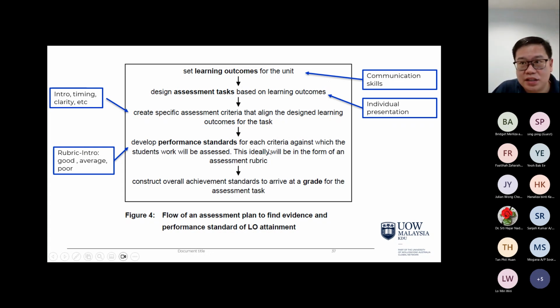Then develop a performance standard for each criterion. What is a good intro? What does good timing mean? What does good clarity mean? So you must have a good rubric. A rubric will break down what a good intro means: good, average, poor, and so on. Then finally, construct overall achievement standards to arrive at the grade for the assessment task. By doing all of this, you will come up with a grade.